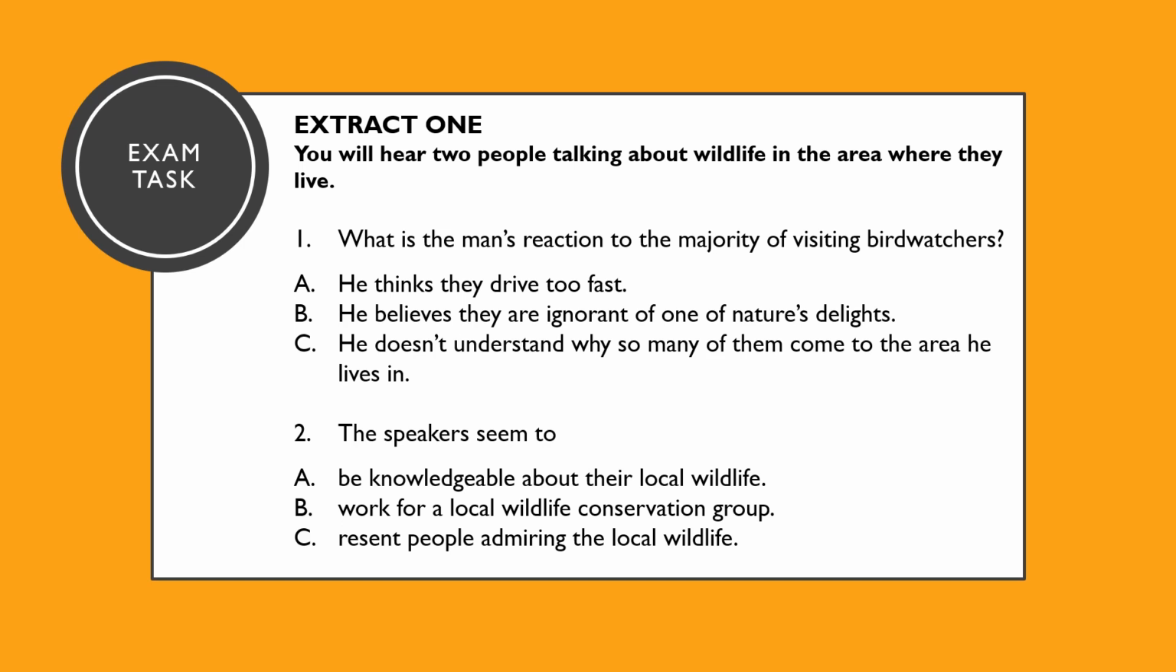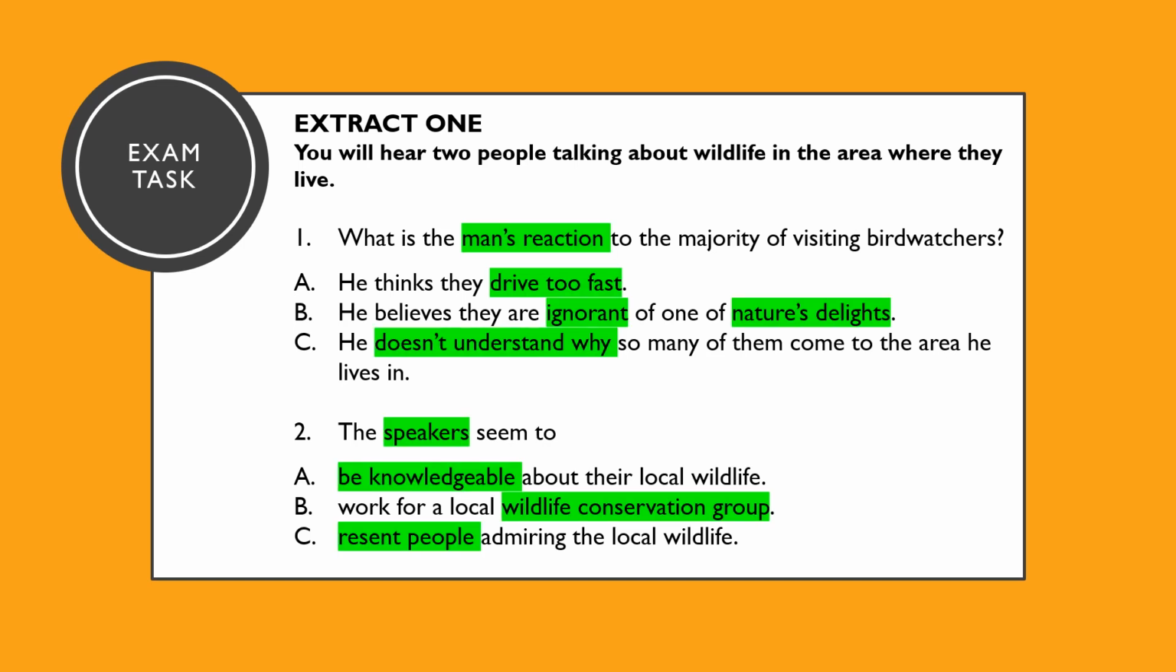Thank you. Now let's check your answers. In question 1, the key information is about the man's reaction. So what is his attitude, or what is his opinion of the majority of visiting bird watchers? Is it option A, that they speed, that they drive too fast? Is it option B, that they are ignorant, so that they don't have a good understanding or a good knowledge of one of nature's delights? Or is it C, that he doesn't understand why, so what is the reason that they come to the area?